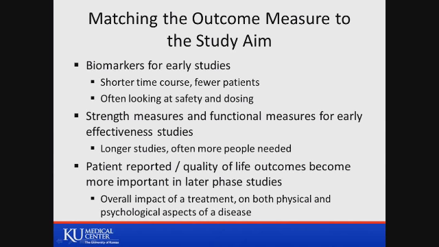And then patient-reported and quality of life outcome measures. These become increasingly important as a drug moves through the process, and they really judge the overall impact of a treatment on both the physical and the mental aspects of a disease.